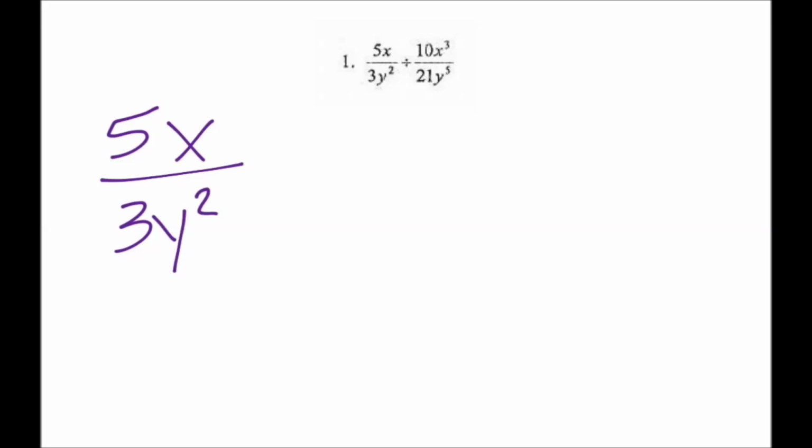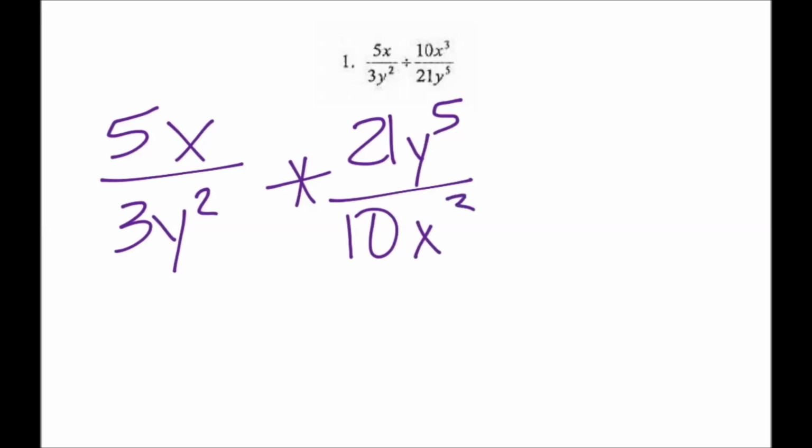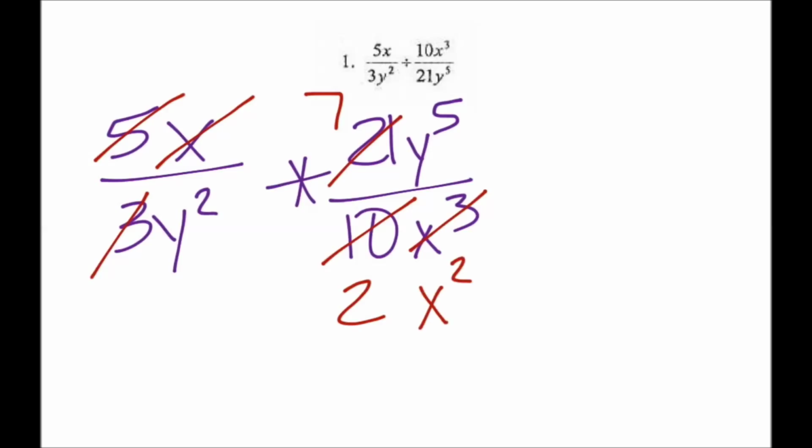Let's look at number 1. Leave, change, flip. So 5x over 3y squared stays. Becomes times, and then we flip, and we have 21y to the 5th over 10x to the 3rd. Now you're ready to cancel. The 5 and the 10, the 3 and the 21. You have an x on top, so this x to the 3rd becomes x squared. You have a y squared on the bottom, so this y to the 5th becomes y to the 3rd.